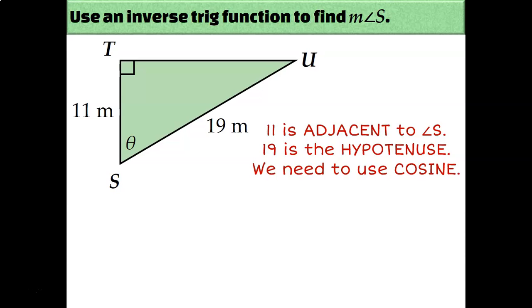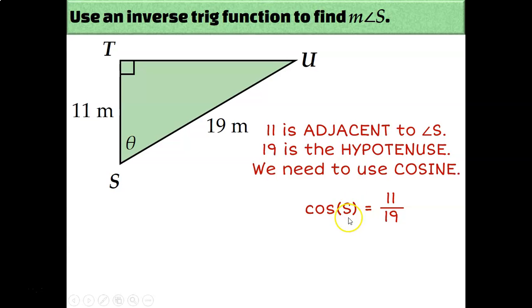So the equation that I'll write is this, the cosine of S. So in those parentheses, I can't put a degree measure this time because I don't know what the degree measure is. Instead, that's where I'll put the variable. I don't know the measure of angle S, so I'll just say cosine of S. And I'll set that equal to the adjacent over the hypotenuse, so 11 over 19.